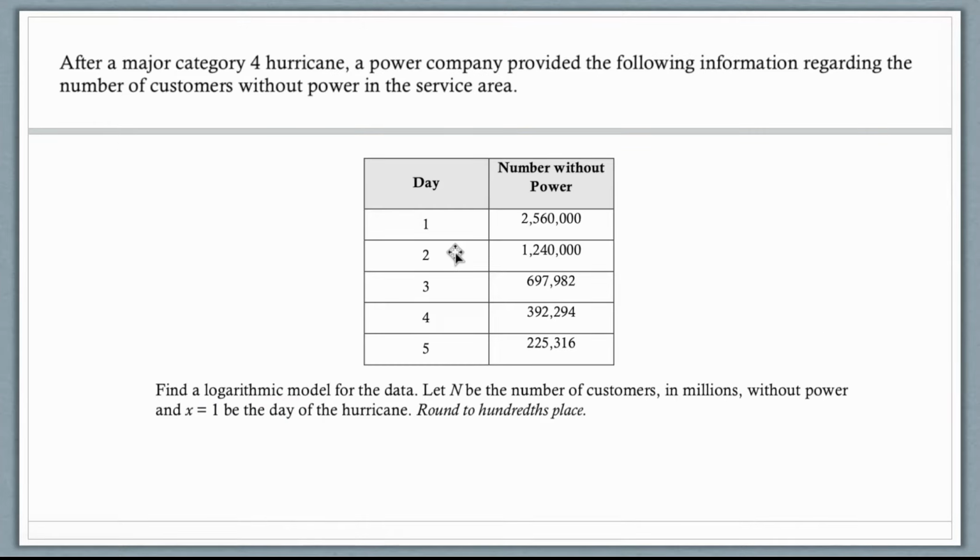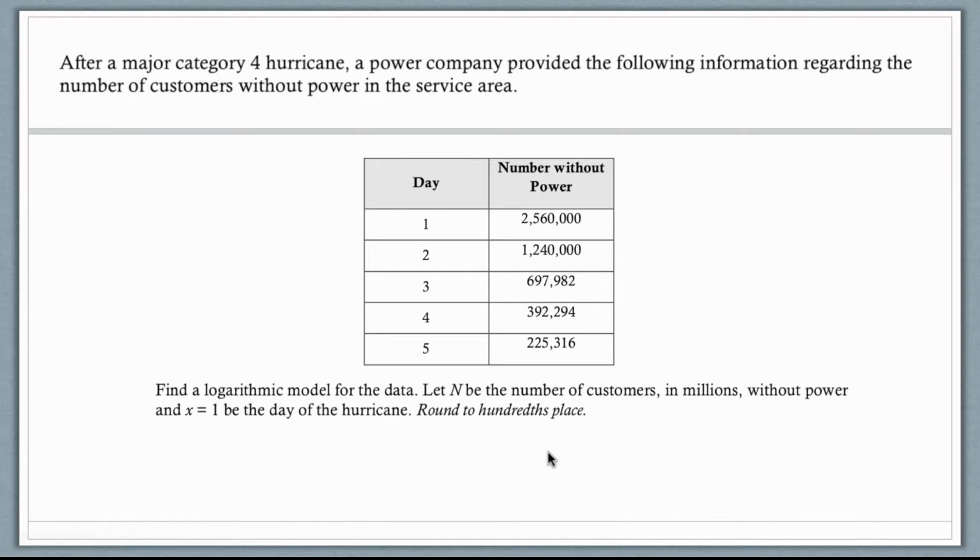In our last question, we're going to look at creating a logarithmic model using regression. So after a major Category 4 hurricane, a power company provided the following information regarding the number of customers without power in the service area. So this is the information that we're given. We're going to find a logarithmic model for the data. We're going to let n be the number of customers in millions without power and x equal 1 be the day of the hurricane.